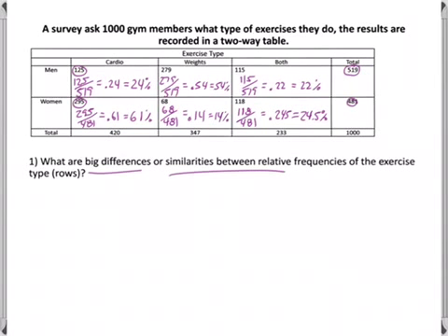So cardio is more likely to be favored by females according to this data. Weights more likely to be favored by males. And then both exercises are equally favored. When you're doing both exercises, it's equally favored by both genders.